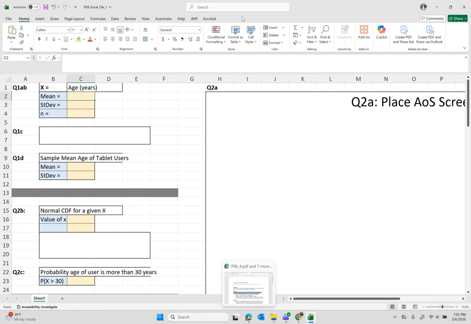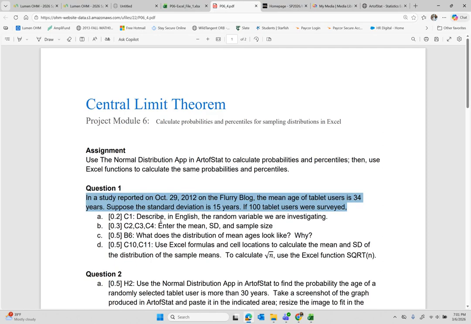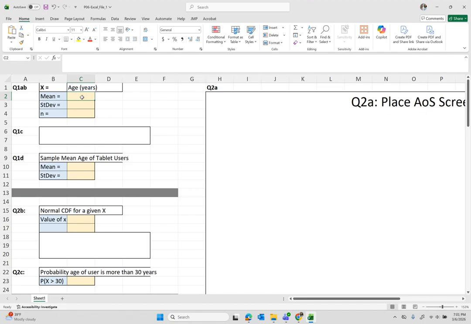And after that, the instructions are directing us to enter the mean, the standard deviation, and the sample size in cells C2, C3, and C4. The mean is 34 years, the standard deviation is 15 years, and 100 tablet users were surveyed. So 34, 15, and 100.